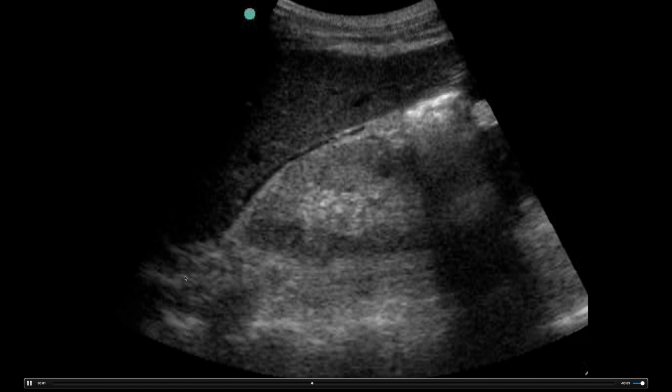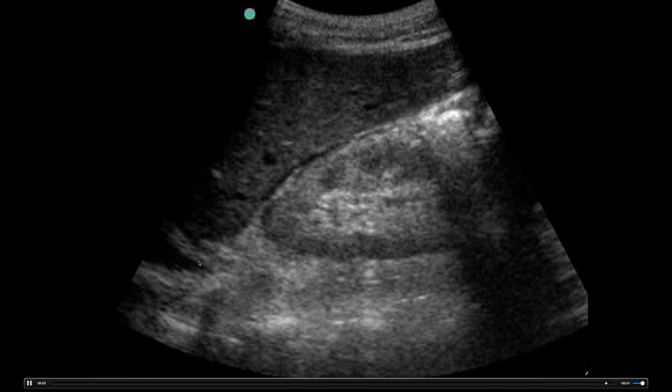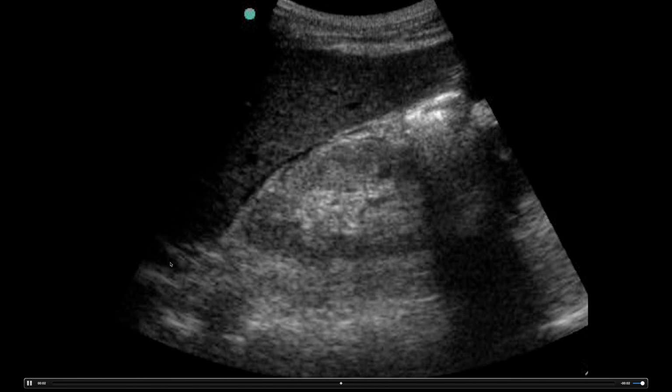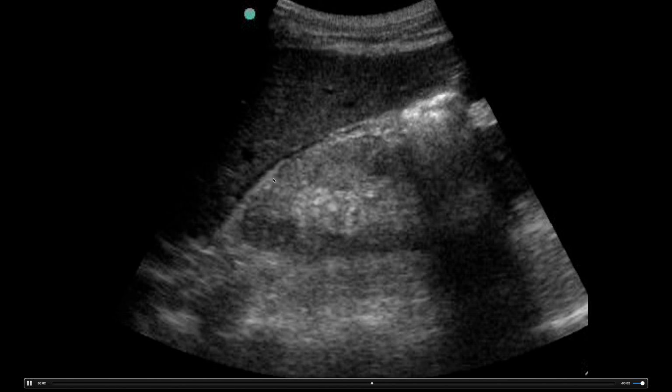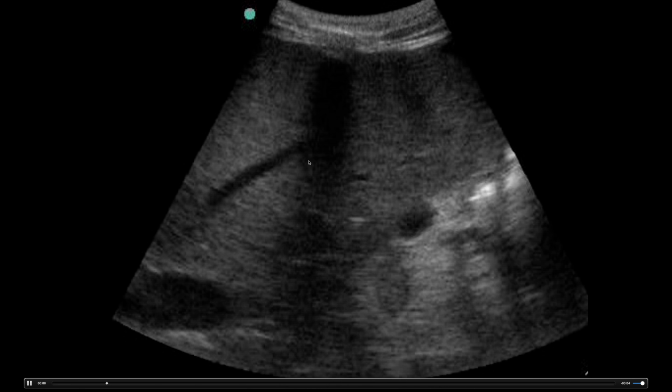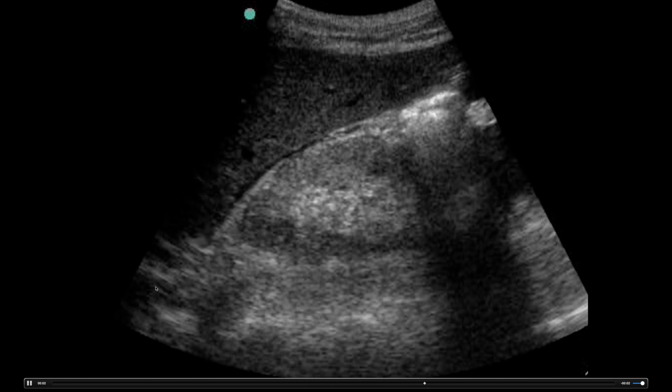There's fluid in the chest, right up in the corner here, and if you slid your probe towards the head, you'd probably see a nice bigger chunk of that fluid. But you're sitting in the flank, and the probe marker is facing the head. And here's your fluid in the belly and in the chest.